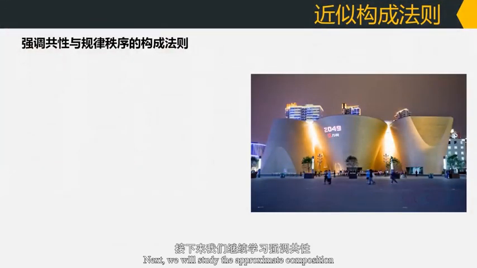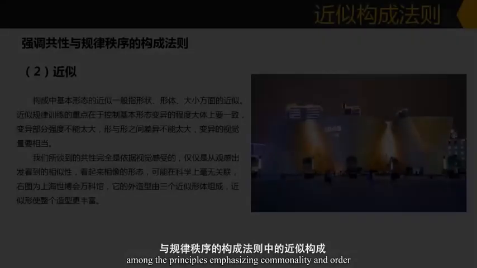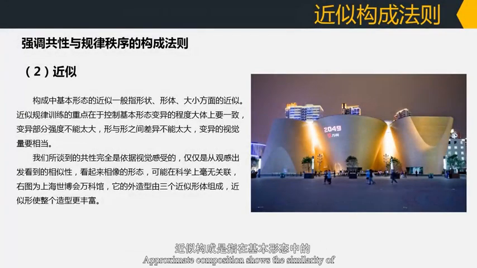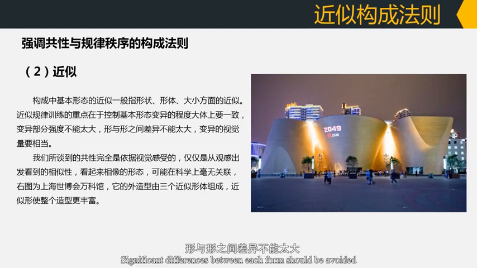Next, we will study the approximate composition among the principles emphasizing commonality and order. Approximate composition shows the similarity of basic forms in shape, form, size, and so forth. The key to achieving this is that the variation of the basic forms should be basically consistent. The variation should not be too big. Significant differences between each form should be avoided. The variations visually displayed should be consistent.